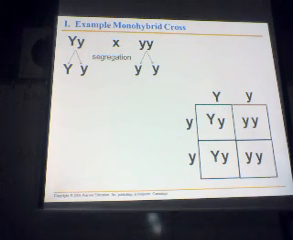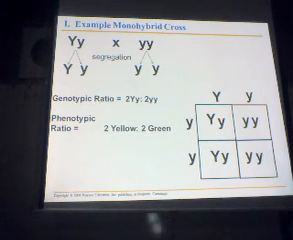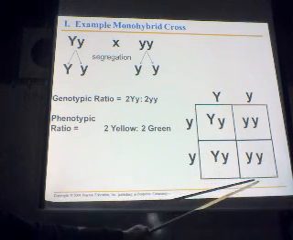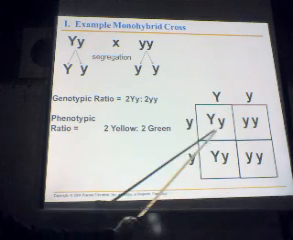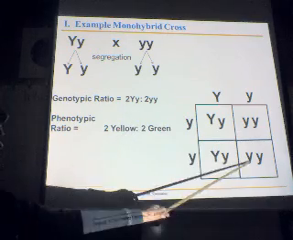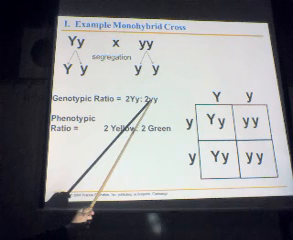A lot of times you'll be asked, what is your genotypic ratio? Here you look at the genotypes we have. We have two: big Y, little y, and little y, little y. So we have 1, 2, big Y, little y, and 1, 2, little y, little y. So it's a 2 to 2 ratio.